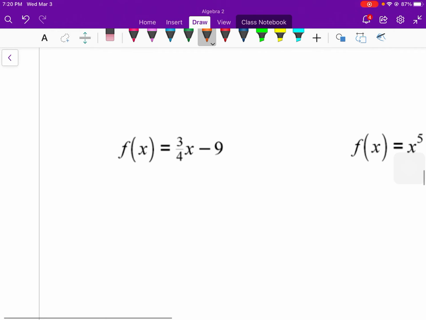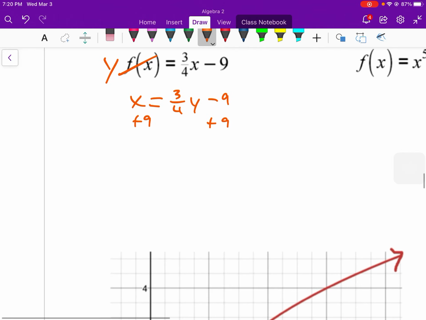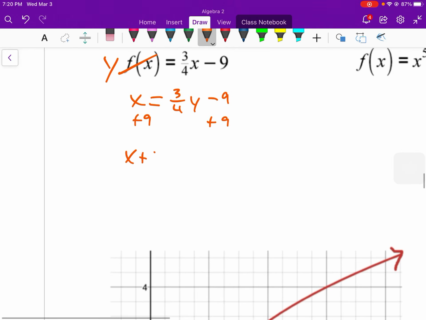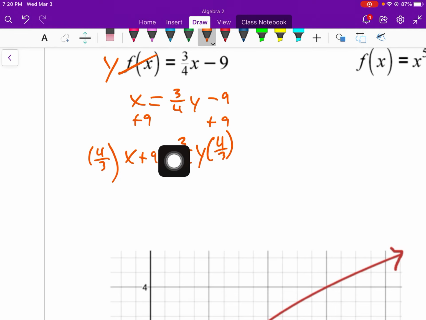Inverse relation. This is the same thing as y equals. Now we can flip y and x. 3/4 y minus 9. So we can add 9 to both sides. x plus 9 equals 3/4 y, times by 4/3. That's our inverse here, because this now will simplify to 1y.